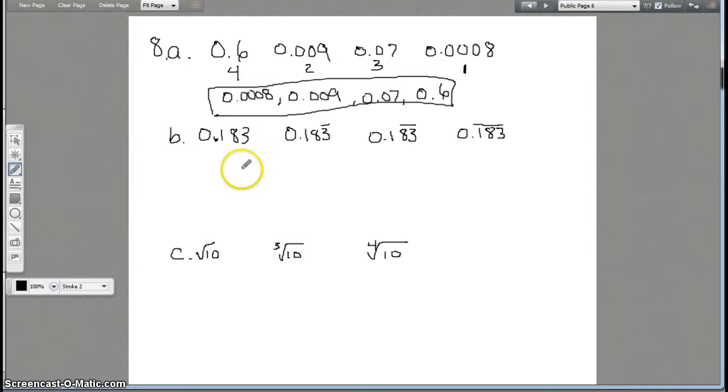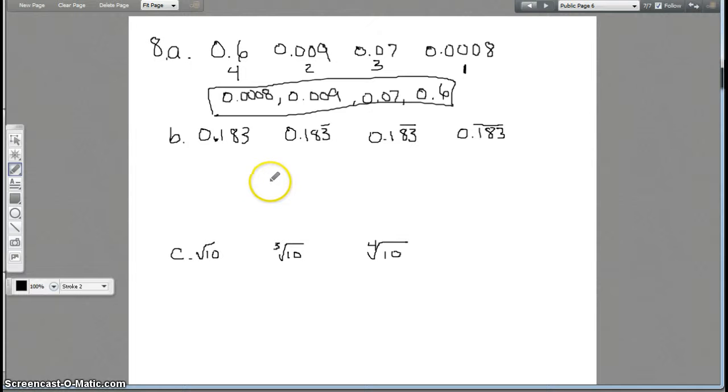Okay, set B is all 0.183. We have 0.183 that terminates, and we have 0.183 that repeats with a period of 1, 2, or 3 in the repeat. So let's look at these. These are kind of hard to sort.